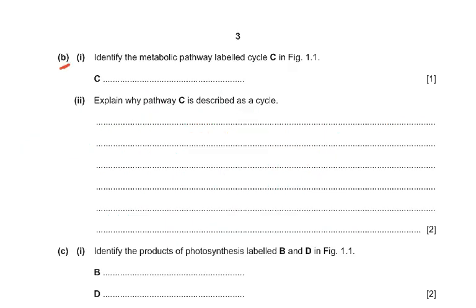B1, identify the metabolic pathway labeled cycle C. What is that cycle? It's the Calvin cycle. So whether you wrote cycle or not didn't matter, Calvin cycle. Then it says explain why pathway C is described as a cycle. Why is it called a cycle?